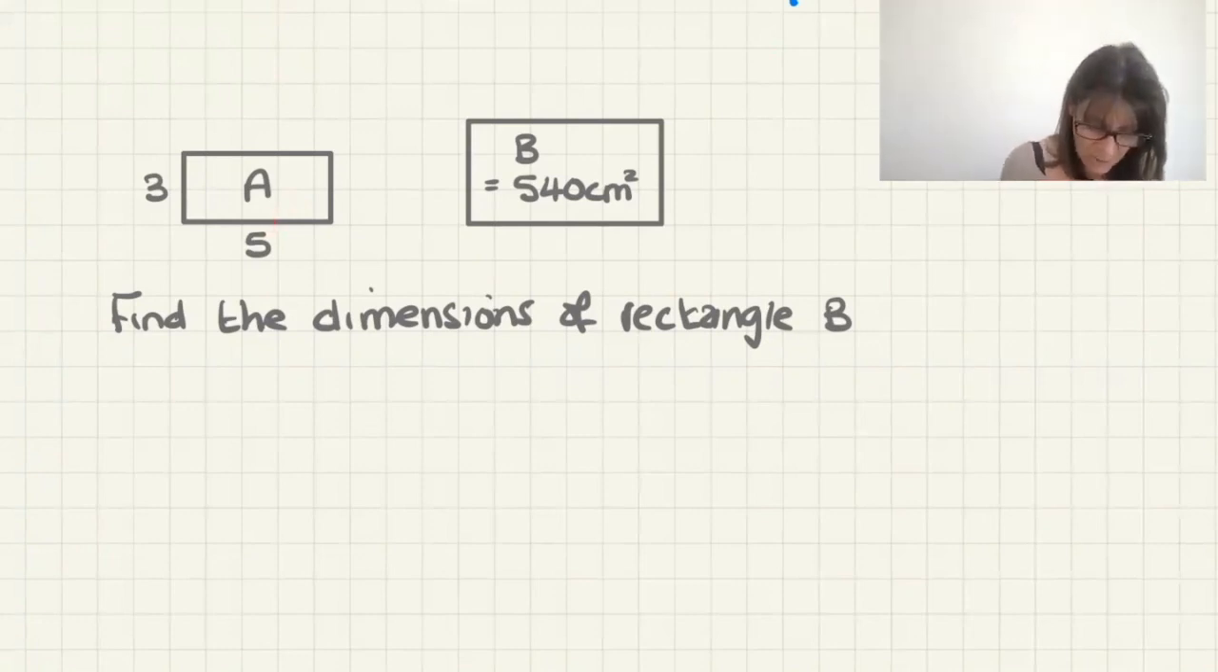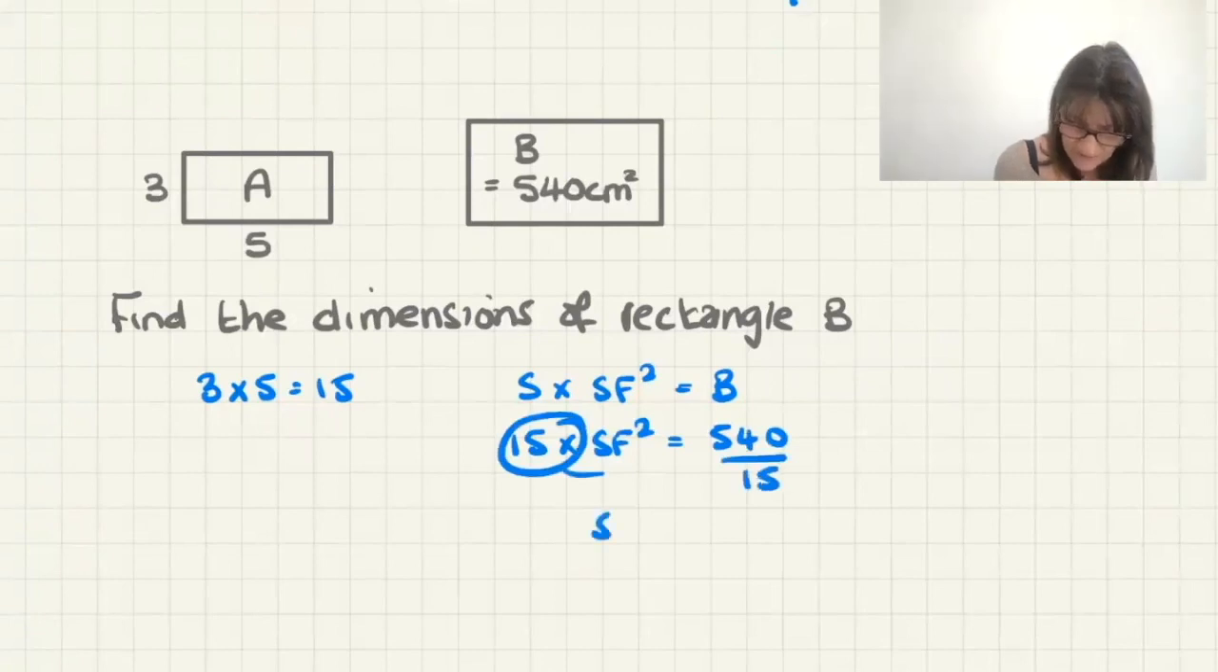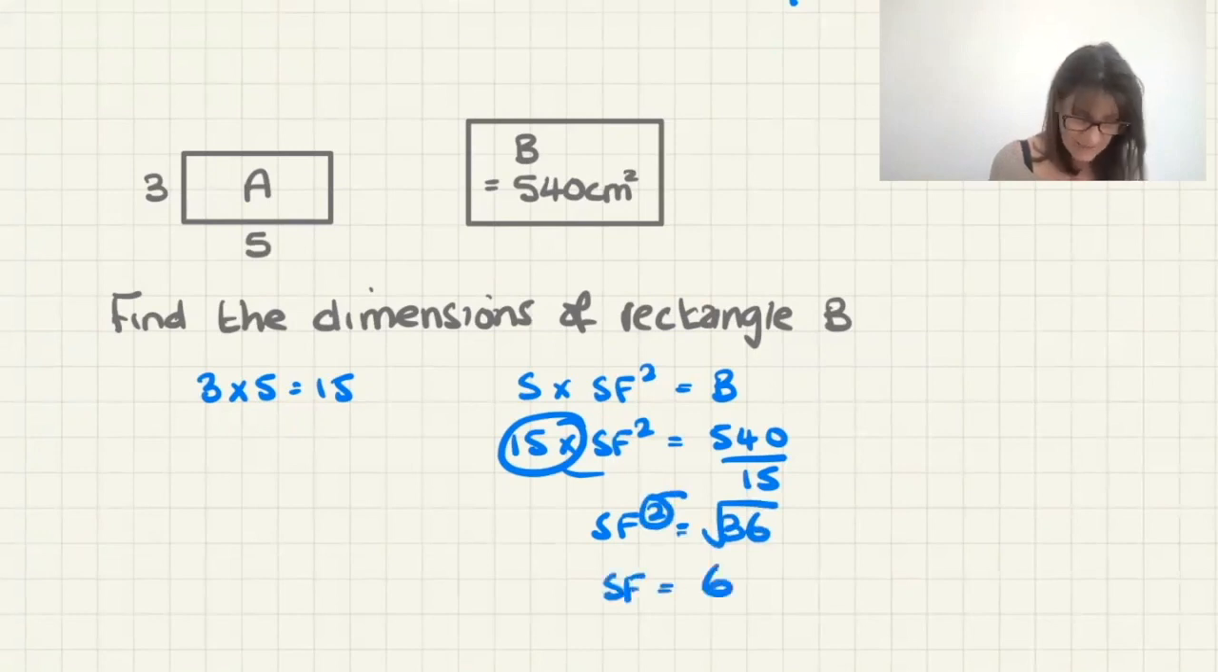So the area of the small one is 3 times 5, which is 15. Once I've got that, I then know that the small times scale factor squared equals the big. So that's going to give me 15 times scale factor squared equaling 540. We're going to be dividing through by that 15, which is going to give me scale factor squared equaling 36. Square root that 36, and I've got that my scale factor is 6.